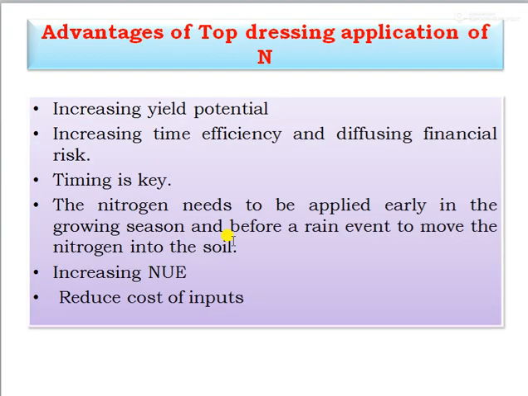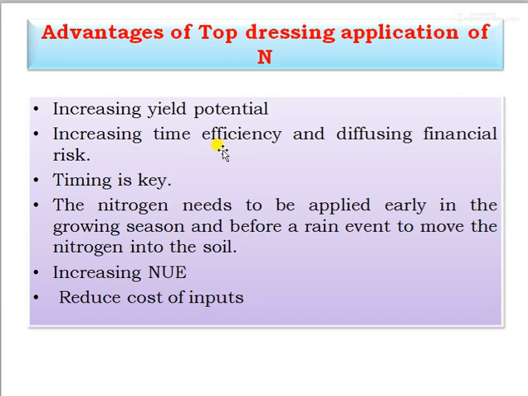Next, the advantages of top dressing application of nitrogen. Applying nitrogen as a top dressing in split doses increases the yield potential of the crop, because it is as per the need and as per the demand of the crop. It will be helpful for improving the yield potential. Then increasing time efficiency and reducing financial risk.